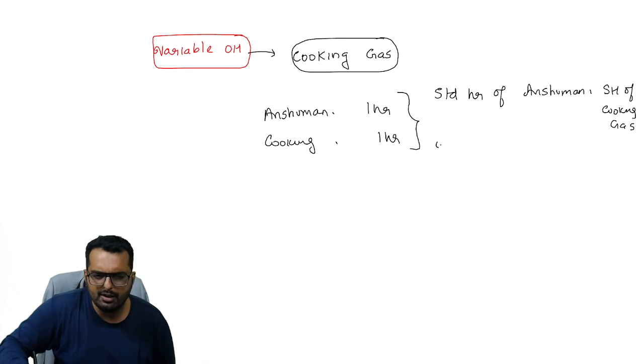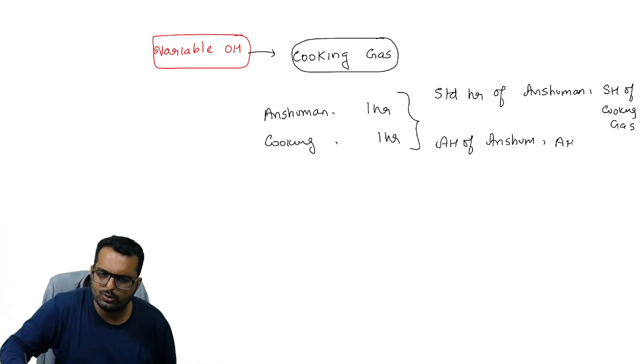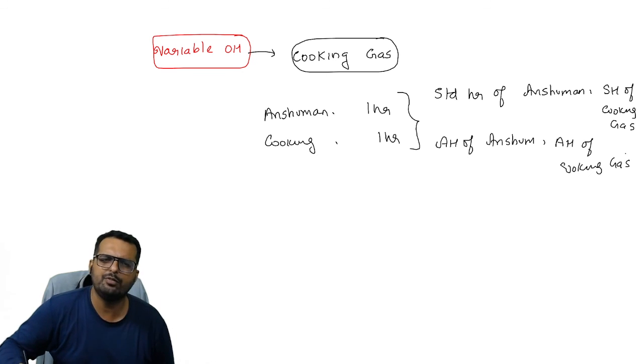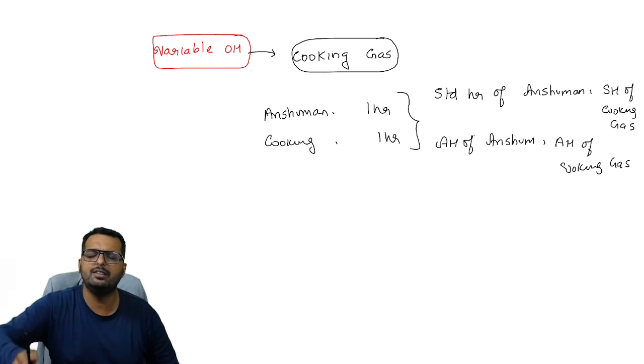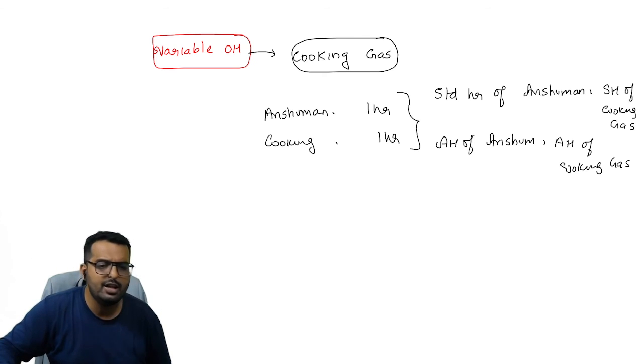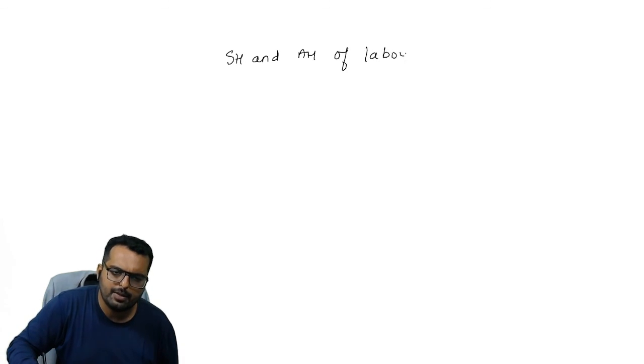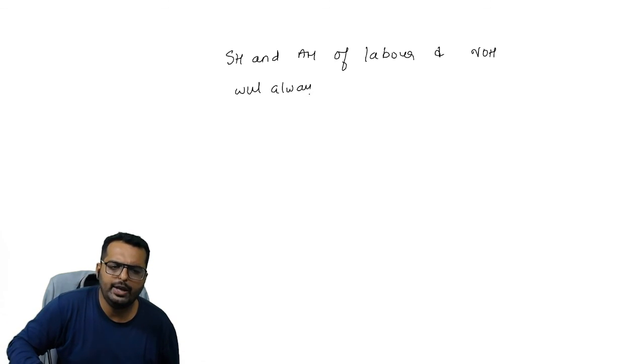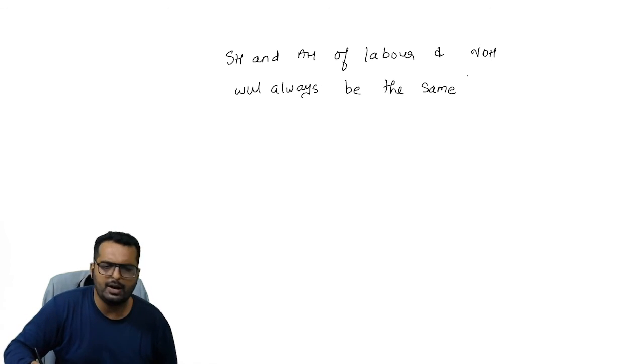Am I right? Similarly, actual hour of Anshuman will also be equal to actual hour of cooking gas, because if Anshuman is becoming inefficient, normal omelets are made in 5 minutes, he takes 10 minutes, he will have to end up keeping the cooking gas also on for 10 minutes. So from this, one thing we learn is SH and AH of labor and variable overhead will always be the same. Everybody clear with this part?